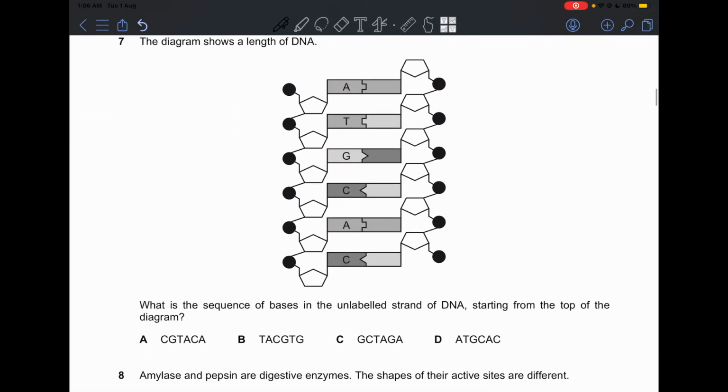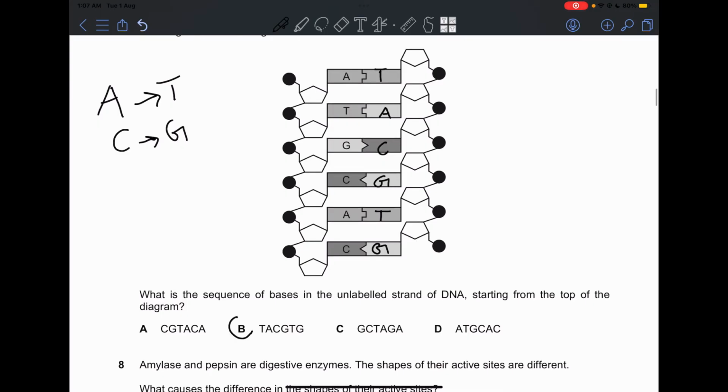Number 7, the diagram shows a length of DNA. What is the sequence of bases in the unlabeled strand of DNA starting from the top of the diagram? Now, as we all know, A binds with T, and C binds with G. T, and then over here it's going to be A, and this is going to be C. This is going to bind with G. This is going to be binding with T and G. So our answer is going to be B.